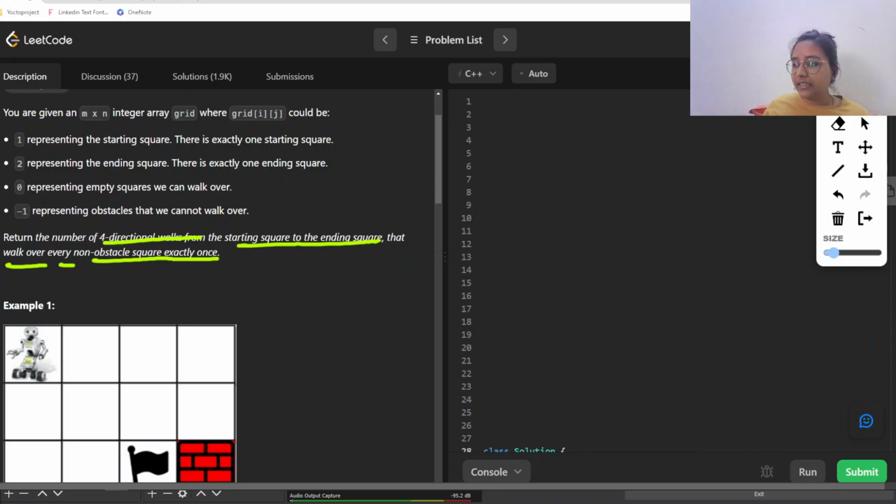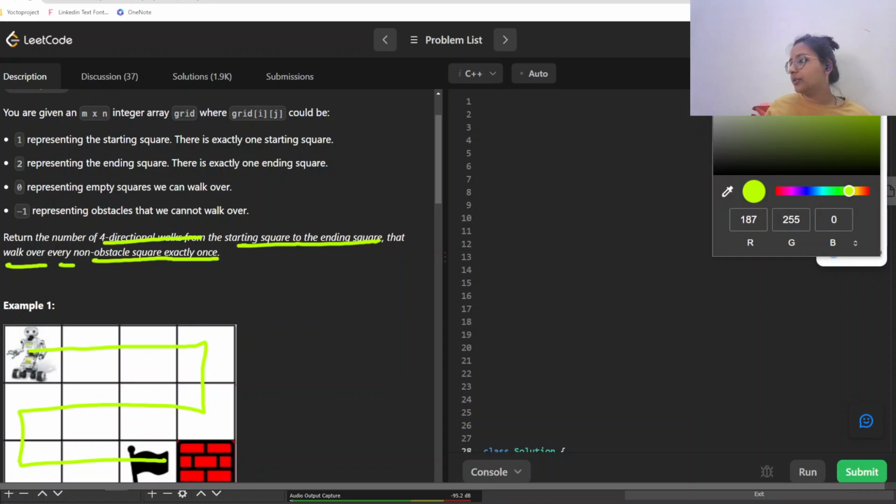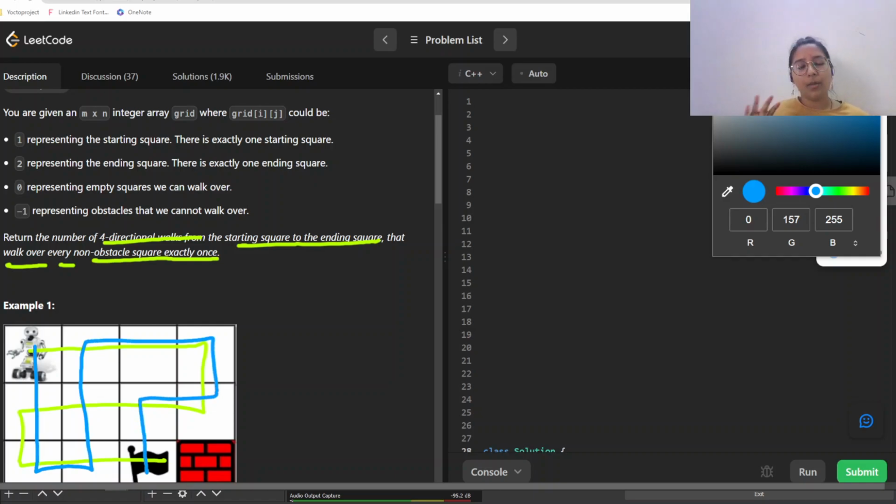Because you can clearly see that when we were doing this particular path, it is covering all the non-obstacle paths. And when it was going like this, here also it was covering all the non-obstacle paths and all are covered. That's why only two paths are there. So in this context only, we are required to get an answer. Now comes the part of how we will be doing this question.